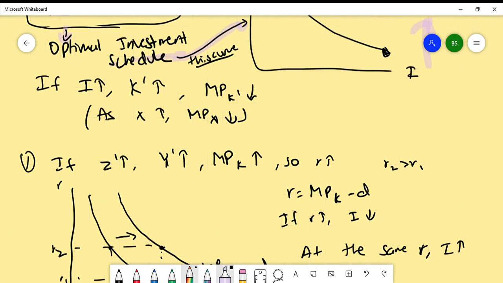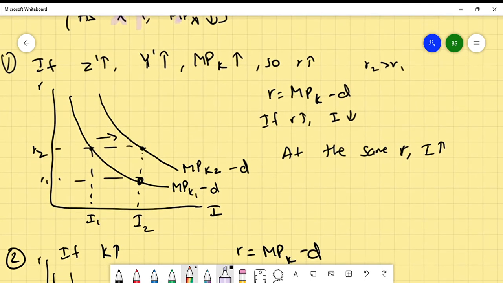Another thing is, if investment increases, that means my future capital will increase. It'll be bigger, it'll be better. But if our future capital increases, that means that the marginal product of that future capital decreases. This is just because the marginal part of x falls.